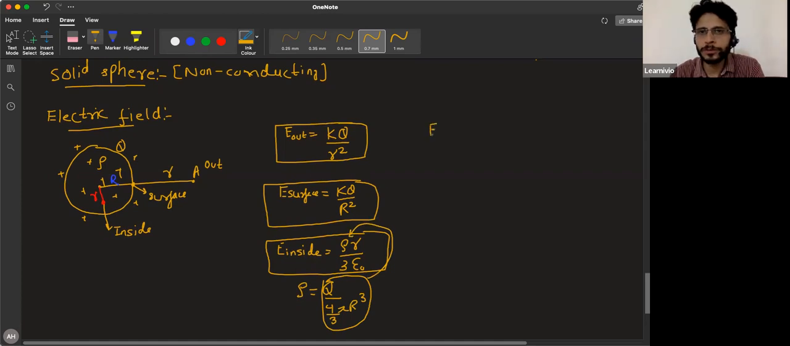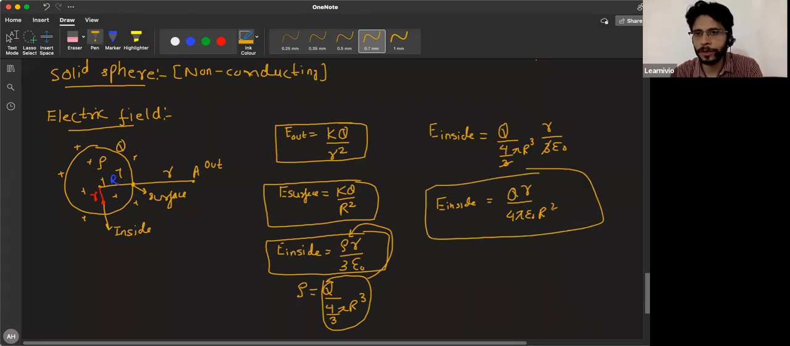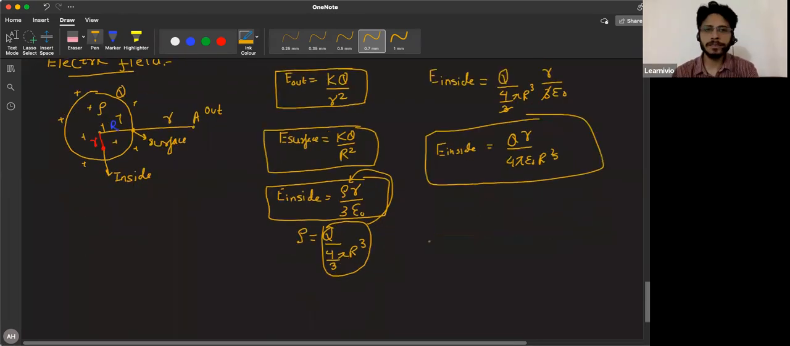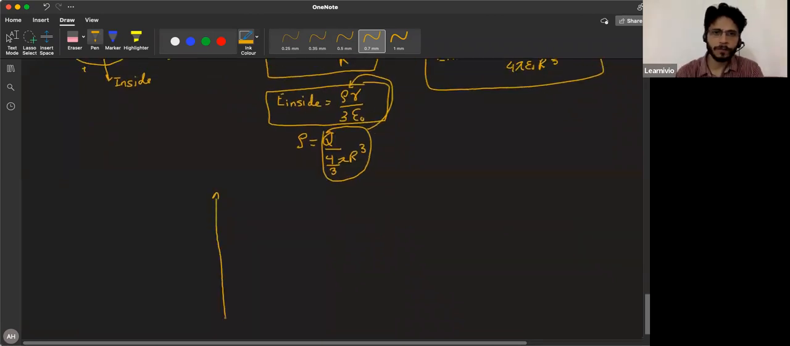When you do the substitution, then electric field inside the sphere is q by 4 by 3 pi R cube into small r by 3 epsilon. So 3 will cancel this 3 and you will get that electric field inside the sphere is qr by 4 pi epsilon naught R square. This is electric field inside. Sorry, not R square, but R cube. The next task is to plot electric field versus position graph, E versus R graph.